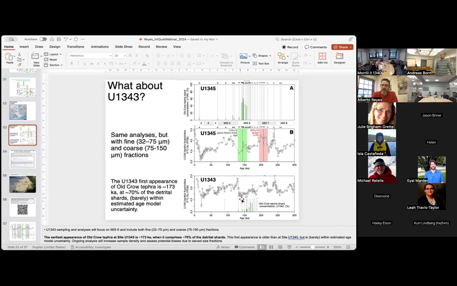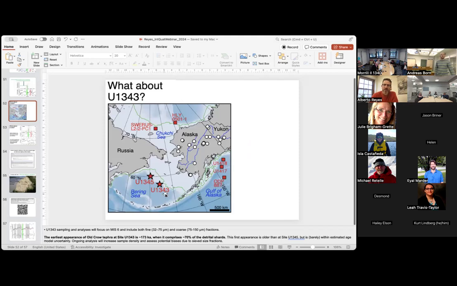The thing that we haven't really done is think coherently about whether there are any biases associated with the location of fluvial outflows, say during periods of low stand, that might bias the timing of delivery of detrital sediments to these two core sites. And the other thing that we're thinking about is working with these IODP sediments in the Gulf of Alaska, and trying to look for detrital Old Crow tephra there as well.